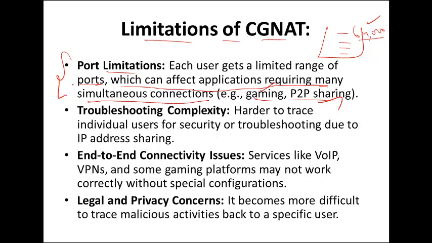Next, troubleshooting complexity. Because we are doing NATting after NATting, it is very difficult to trace the individual user for security. If someone sends a threatening email, it is not that easy to find him. We saw how much we have to go around.